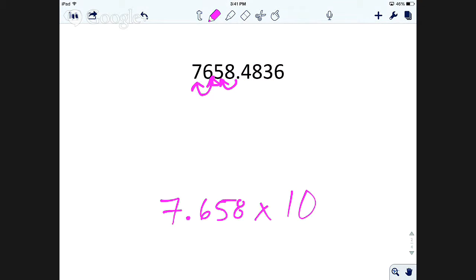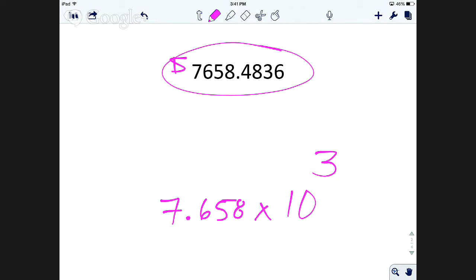How many places did I move it? 1, 2, 3 places, right? Let's double check. 1, 2, 3. You got it. So it's going to be a 3. The question is, is it a positive 3 or a negative 3? Well, when I look at my original number, that's a big number. If that was an amount of money, that'd be a lot of money. Well, it'd be 7,000. That's a lot. So that means it's a big number. I'm going to leave this a positive exponent.